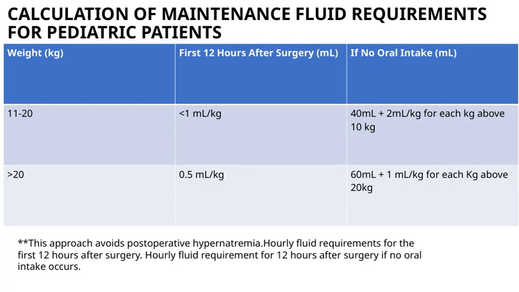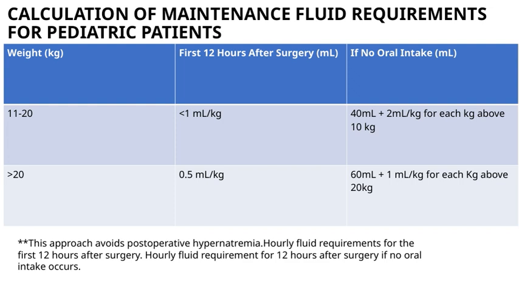Let's take a closer look at how we calculate maintenance fluid requirements for pediatric patients after surgery. As you can see in the table, the approach varies depending on the child's weight and whether they are able to take oral fluids. For children weighing between 11 and 20 kilograms, the general guideline is to provide less than 1 milliliter per kilogram in the first 12 hours if they are able to take fluids orally.